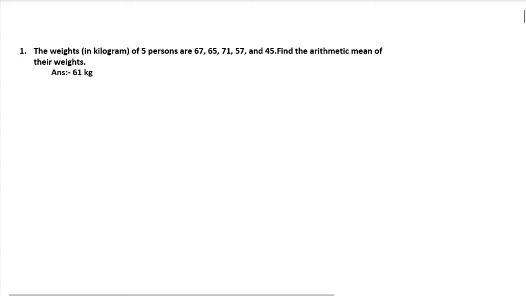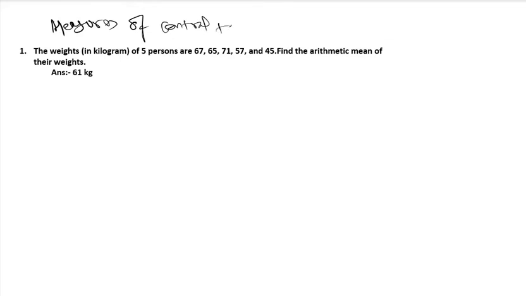We are starting with the next chapter, that is measures of central tendency. So central tendency or measures of central tendency usually mean the three attributes.